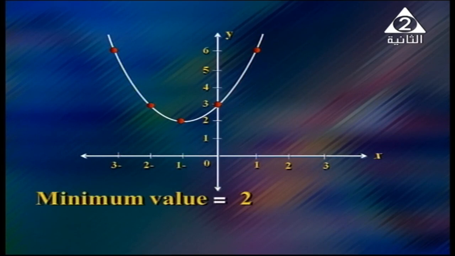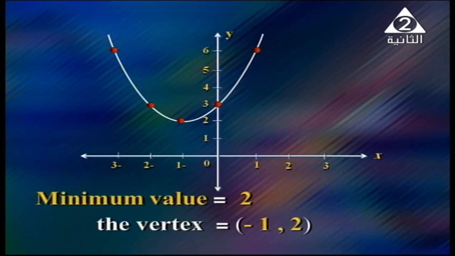What about the vertex of this curve? Yes, the vertex will be negative 1 and 2. And what about the solution set of this equation? Yes, there is no intersection between the curve and the x-axis, so the solution set will be phi.